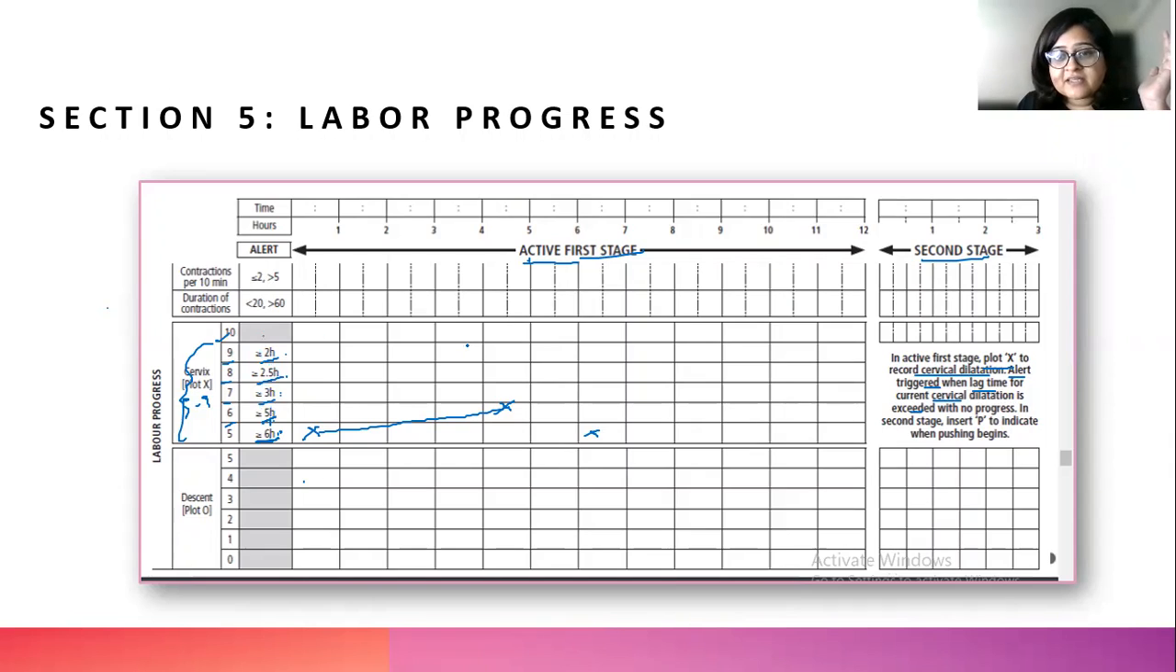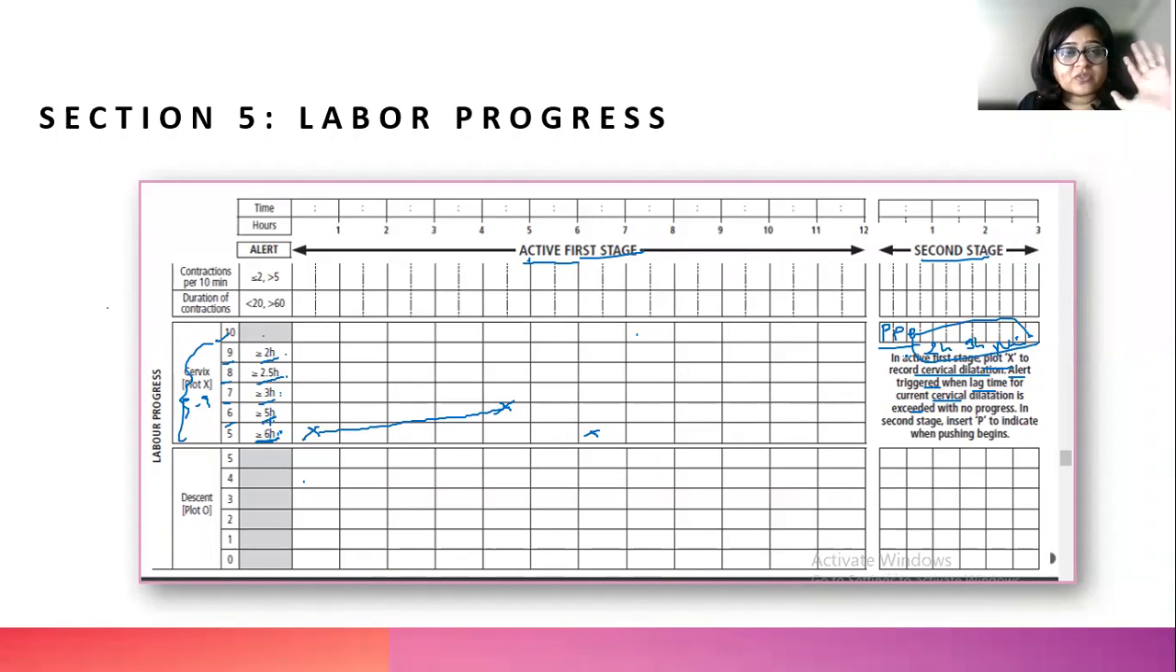And once she's in the second stage, we now start entering here. When she starts pushing, we write P here. So suppose she starts pushing at this time, we write P, P, P. We're supposed to encourage her to push, bear down only when she gets the sensation, and then we enter it here. Okay, duration of second stage, 2 hours in a multi and 3 hours in a primary is what this labor care guide now says. So not more than 3 hours in a primary, not more than 2 hours in a multi.